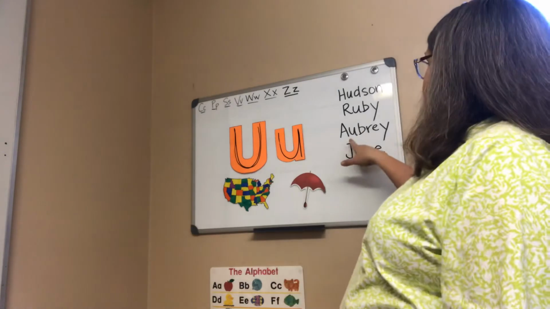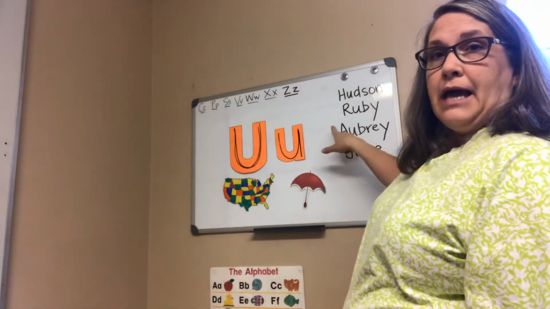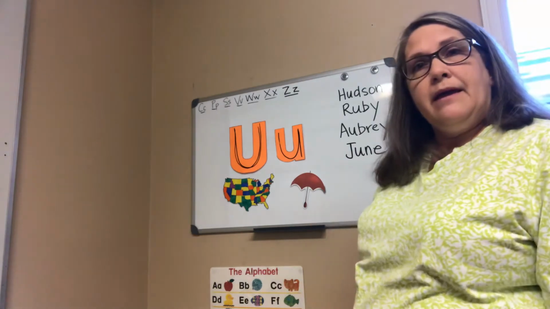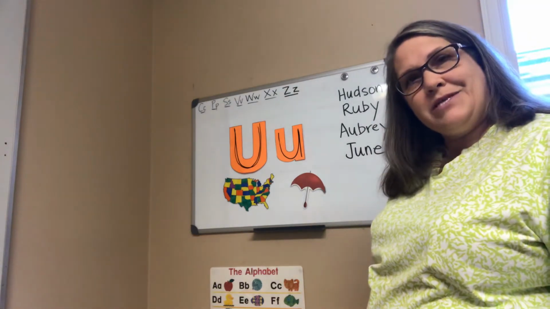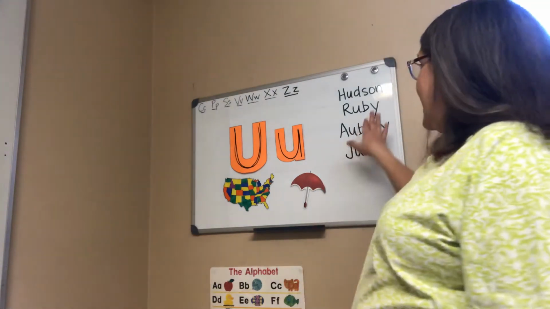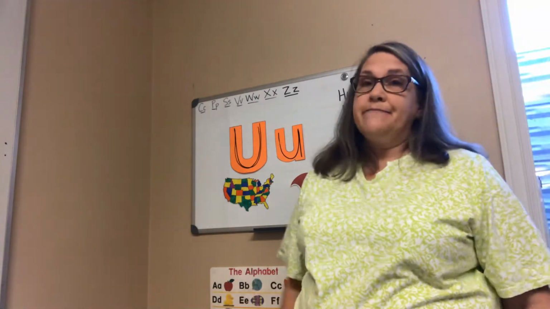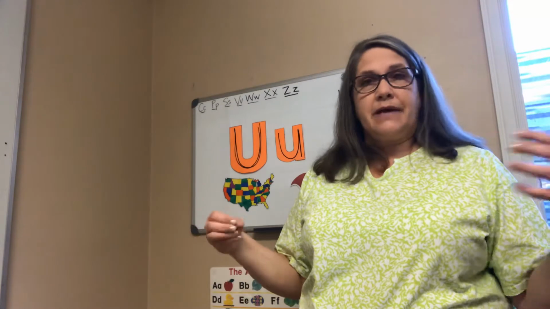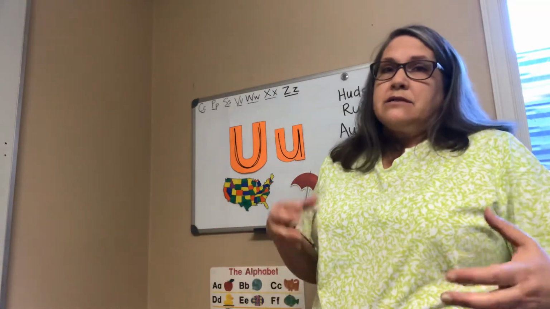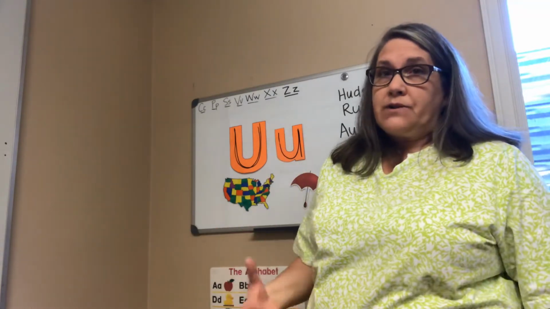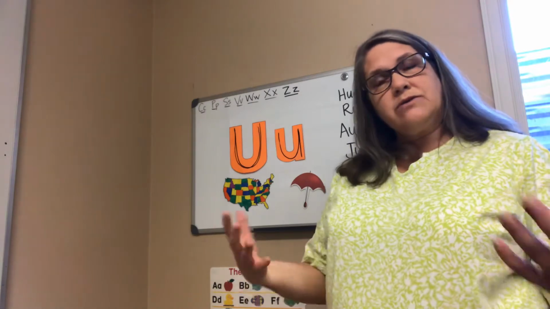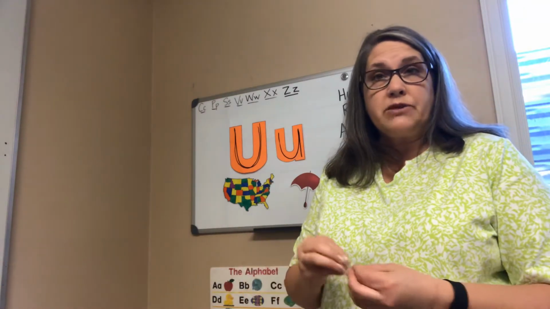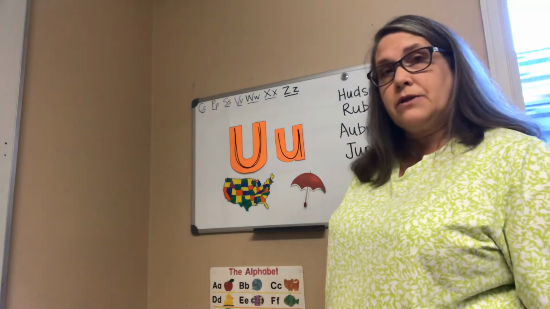A good example right here is Aubrey and Ruby. They both have a Y on the end of their name, but it says E, which is a vowel sound. So Y is tricky, X is tricky, C can sometimes be tricky. Sometimes it says K, sometimes it says S. So not all the vowels follow the rules all the time, but we try and use the one that is the most recognizable, that will help you start forming those words when you first start to learn to read.